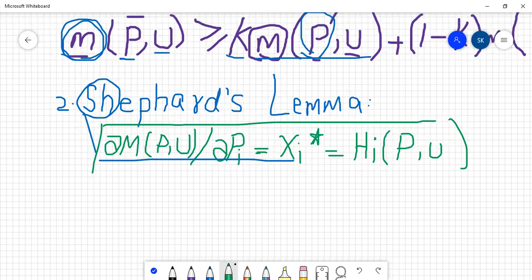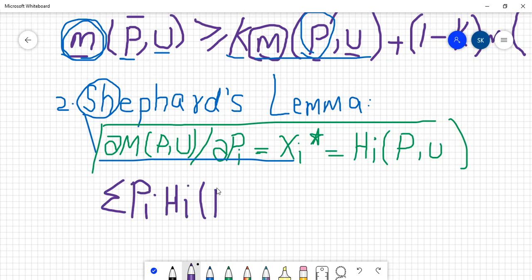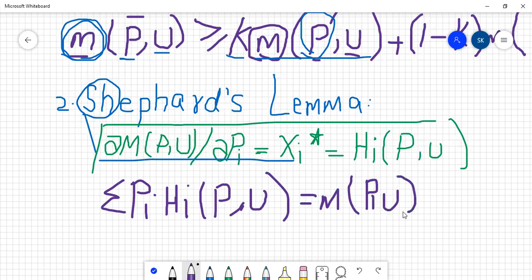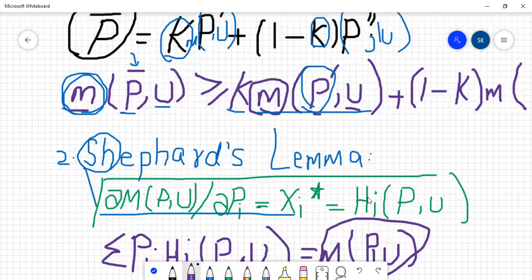What we did was we had the following Hicksian demand function, where summation pi hi given p comma u is equal to m(p,u). Now we can see that the first property also involves this particular function. Let me go back. Okay, let's look at this function.